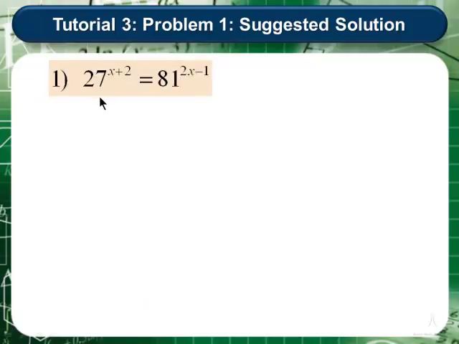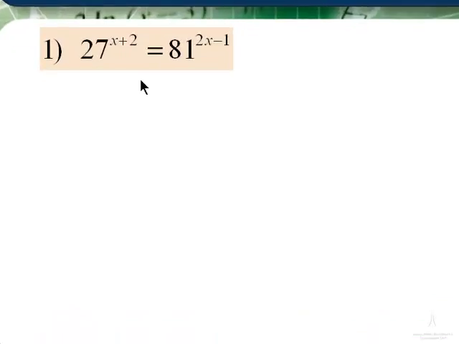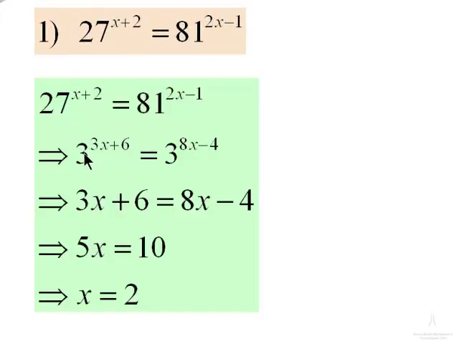Let us look at a possible solution to problem 1 from tutorial 3. We need to solve this exponential equation. So the first step will be to write all the bases in terms of their prime factorization. So 27 is 3 to the power 3, so you get 3 to the power 3x plus 6. 81 being 3 to the power 4, we end up with 3 to the power 8x minus 4.